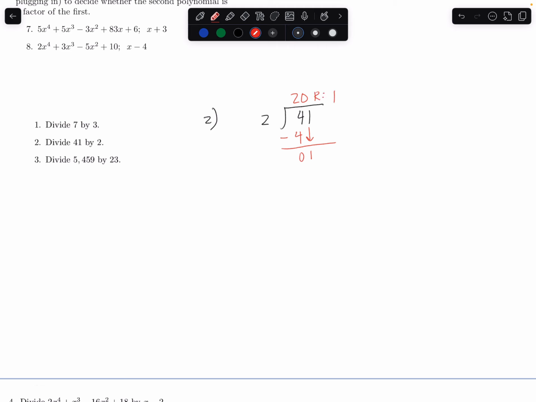The remainder is 1. Now again, notice I could say 41 is equal to the divisor times the quotient plus the remainder, in this case 1. Or I could say 41 divided by the divisor of 2 is the quotient plus the remainder divided by the divisor. 41 divided by 2 is 20 and a half. Or 41 is equal to 2 times 20 plus 1. Okay, one more, and same thing, right?